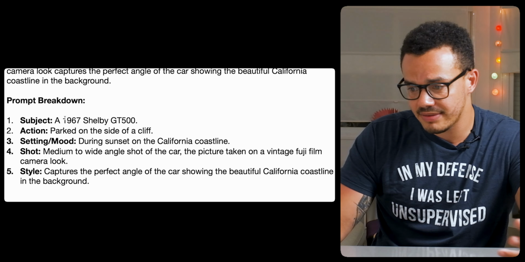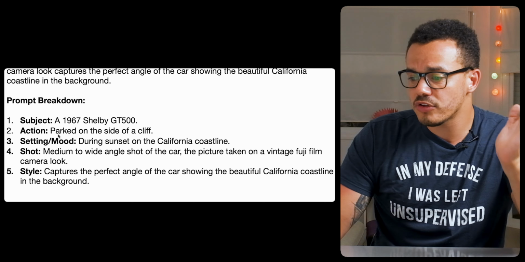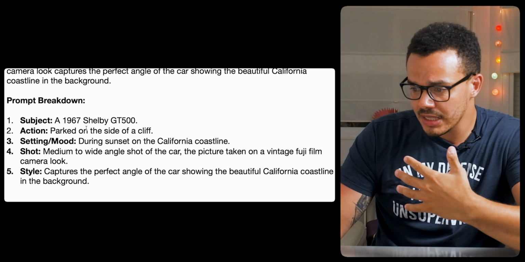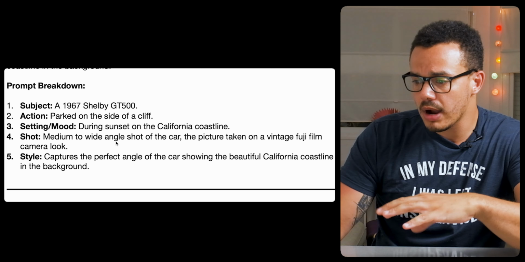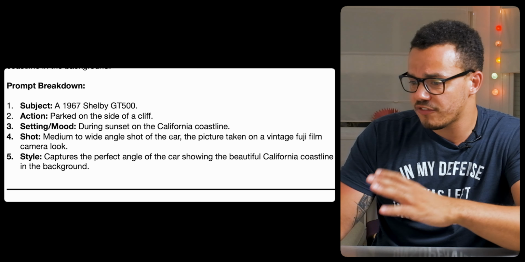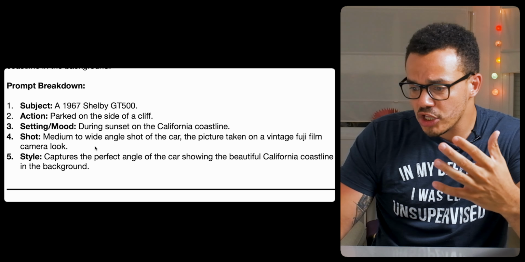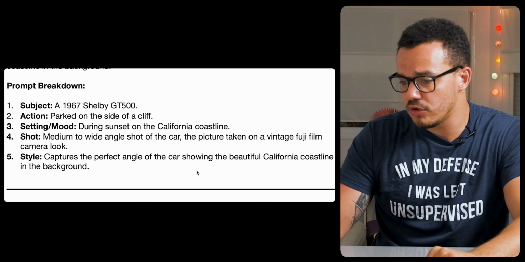The subject, a 1967 Shelby GT500. The action, it's parked on the side of a cliff. The setting, during sunset on the Californian coastline. The shot, medium to wide angle shot of the car. The picture taken on a vintage Fujifilm camera. The style, look captures the perfect angle of the car, showing the beautiful California coastline in the background.